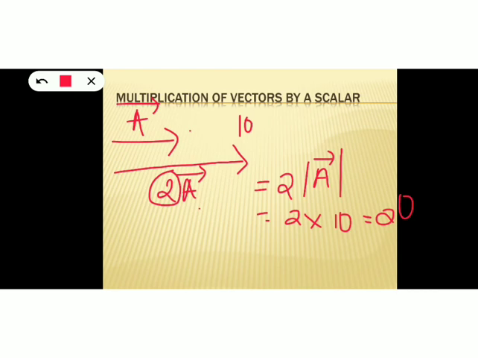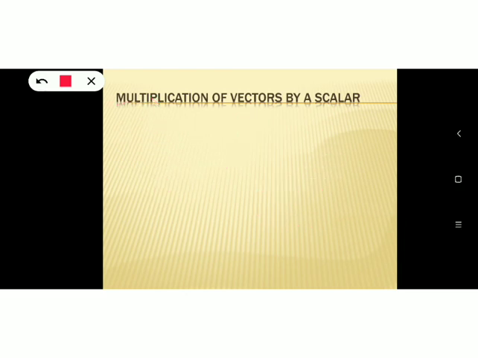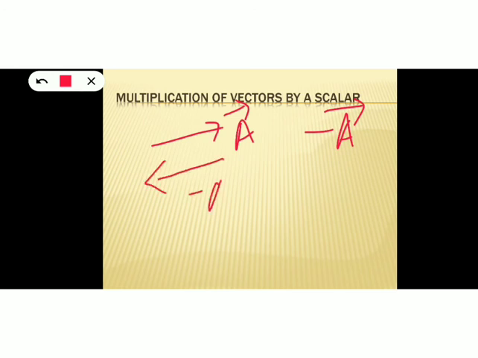Now, what happens if we multiply a given vector A with a negative number? Say -1 or -1.5, like that. So consider a vector A and suppose this vector A is multiplied by -1. So what happens? When A is multiplied with -1, you will get A into -1, that is minus A vector. Minus A vector means magnitude is same but direction is different. So this will be minus A vector.